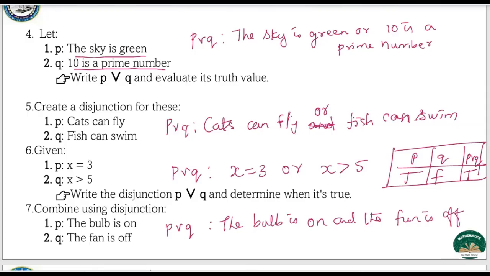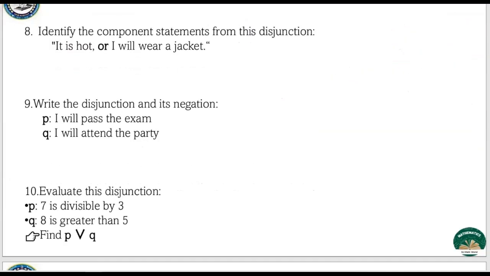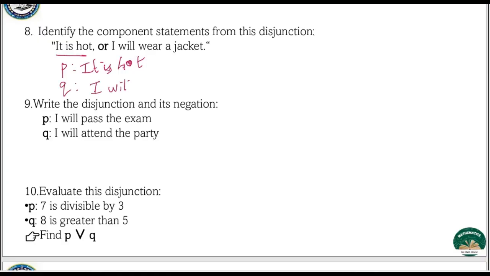Then moving on with the next examples, we have to identify the compound statements from the disjunction. What are the compound statements we have? P, it is hot. And Q, I will wear a jacket.